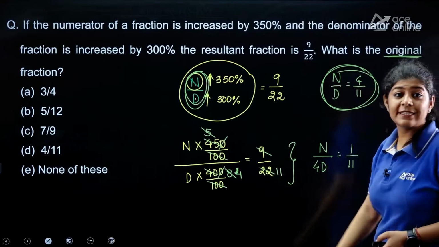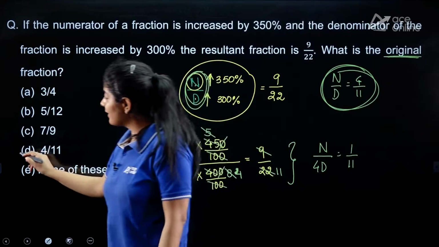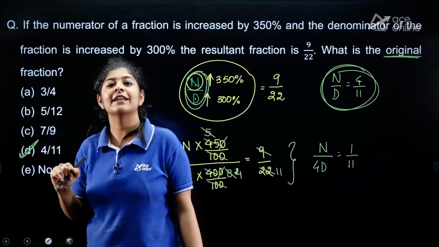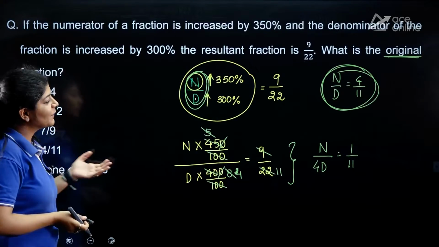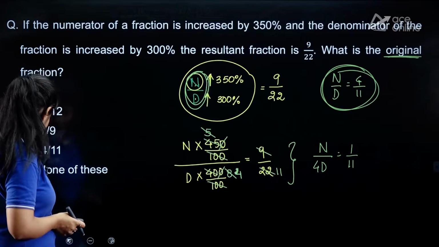Are we having this in our options? Yes. That means option number D is the correct one. It's a very simple one. All we need to do is the basic calculation. Next.